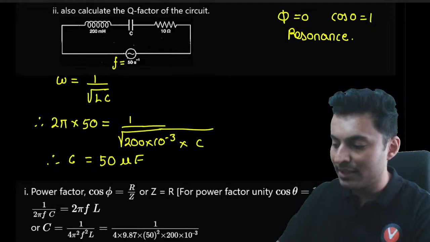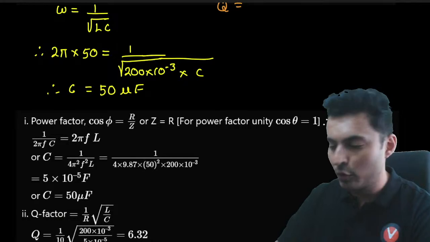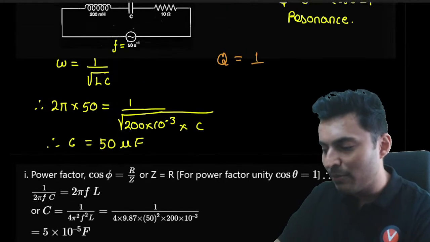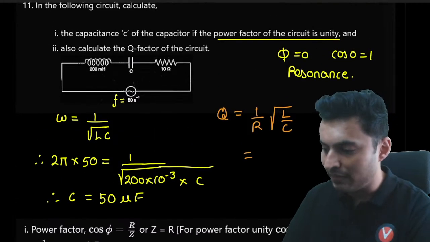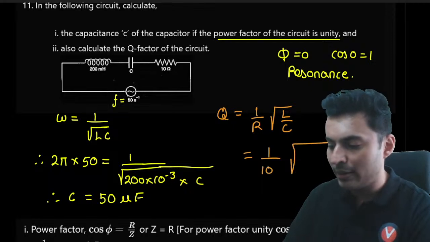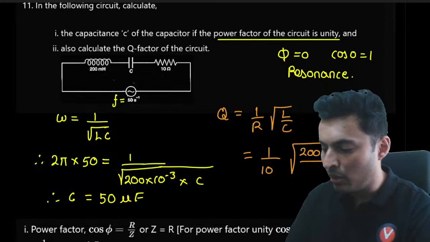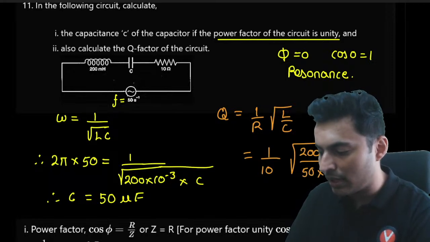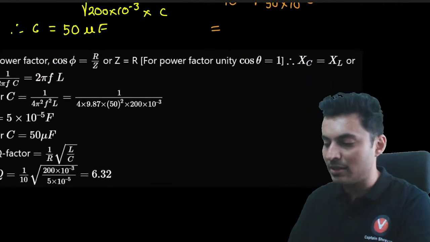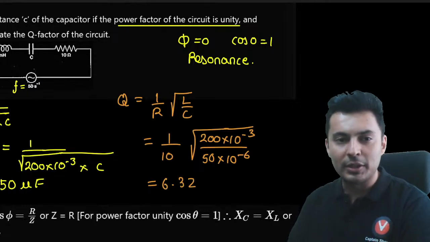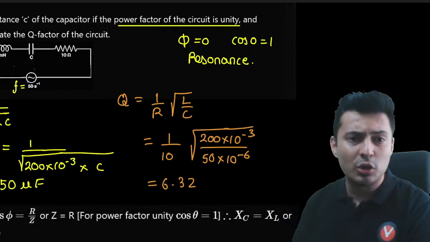How to find the Q factor of the circuit? There is a direct formula for the Q factor right over here. Q factor is 1 by R root of L by C. All the values are given to you. You know the value of resistance, it is 10. You know the value of inductance, it is 200 milli, so 200 into 10 to the power minus 3. You also know the capacitance, it is 50 into 10 to the power minus 6. So solving this, you are going to get the Q factor, which is around 6.32. Cool? Okay. So just remember these formulas, Q factor.